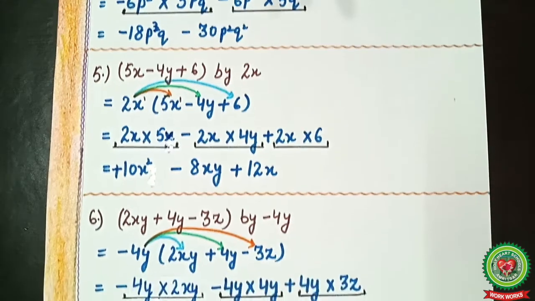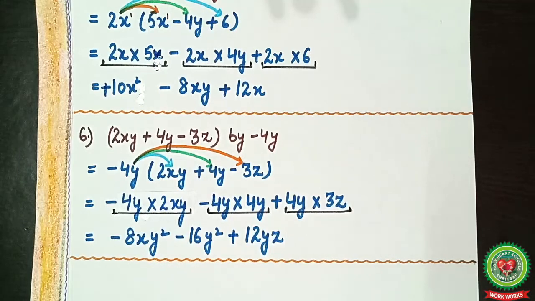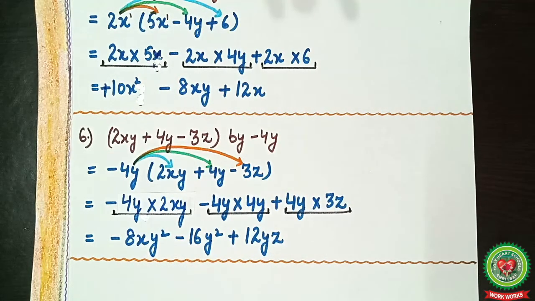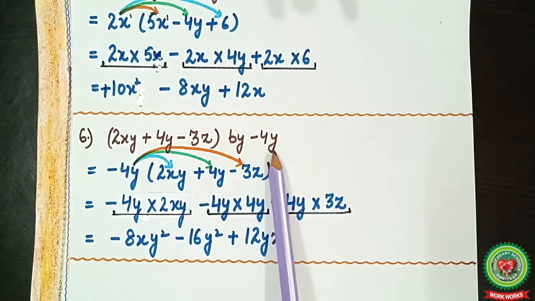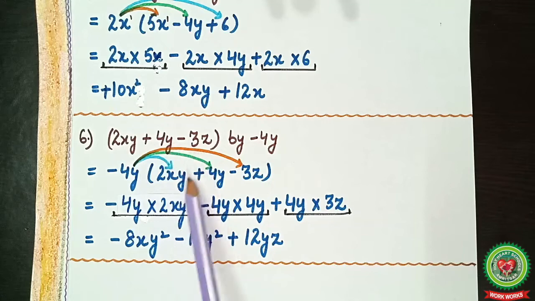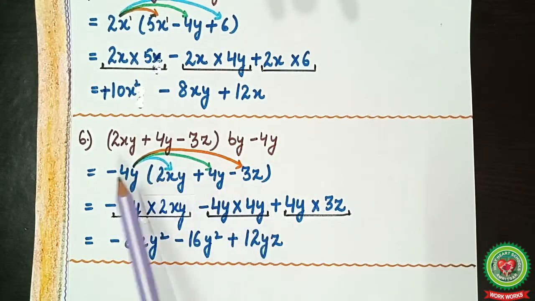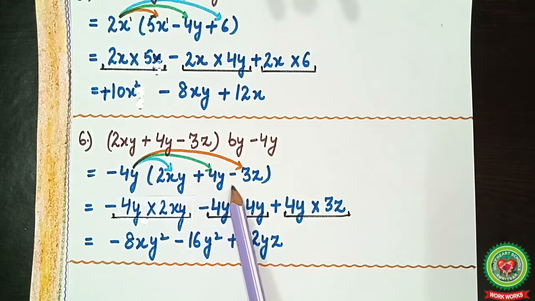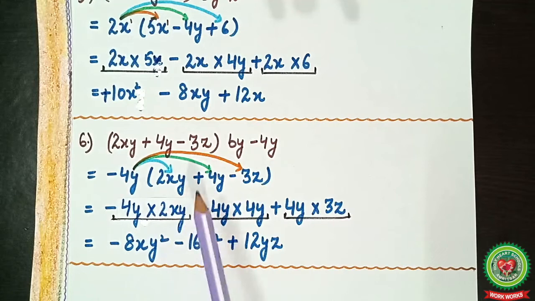Now move to another question, that is example number 6. Now again in this question, I have taken a trinomial multiplied by a monomial. So here you will write the monomial at the first place and the trinomial at the second place. So you will again put the arrows on each of the terms given in this expression. So here you will write minus 4y multiplied by 2xy.